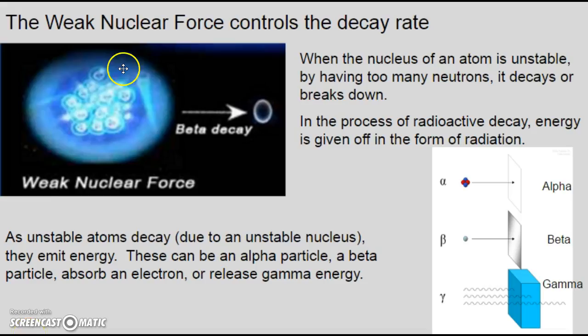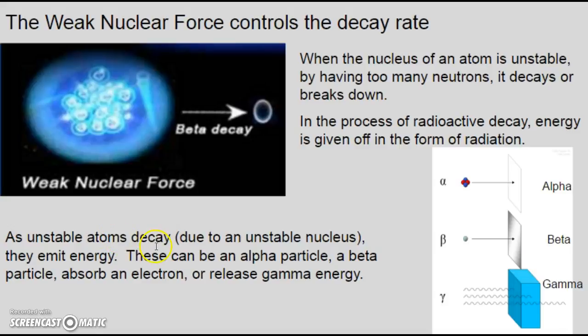All right, here goes. Because we're talking about radioactive decay, we're really looking at the weak nuclear force. This is what controls the decay rate. The weak nuclear force is what's holding, let's just say, the atom together. And in this case, when the nucleus of an atom is unstable, by having too many neutrons, or protons, or both, it decays or breaks down. In the process of radioactive decay, energy is given off in the form of radiation. That's what we're calling alpha, beta, and gamma.